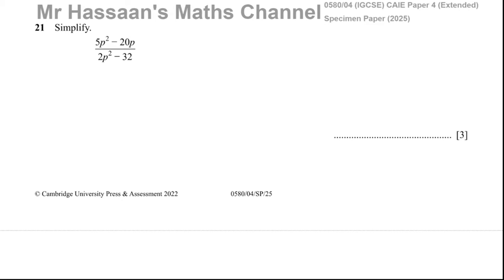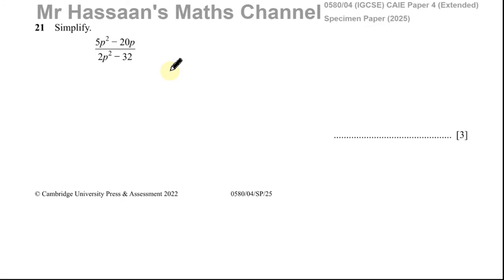Hassan's Maths channel, and I'm now answering question number 21 from the specimen paper for the new IGCSE Cambridge syllabus from 2025. This is paper 4, the calculator paper, the paper for which the calculator is allowed. And question number 21 here is about simplifying algebraic fractions.